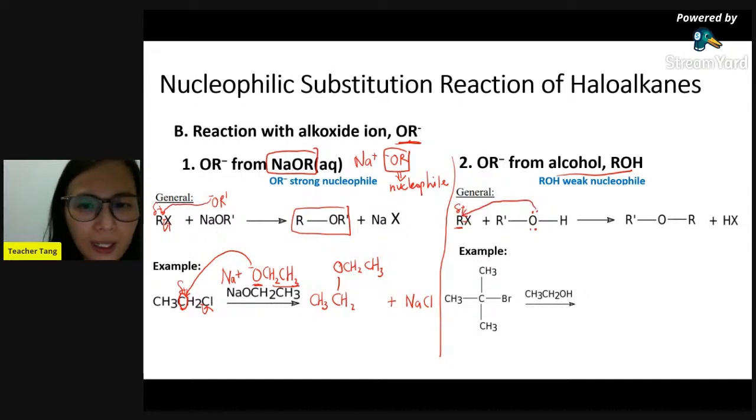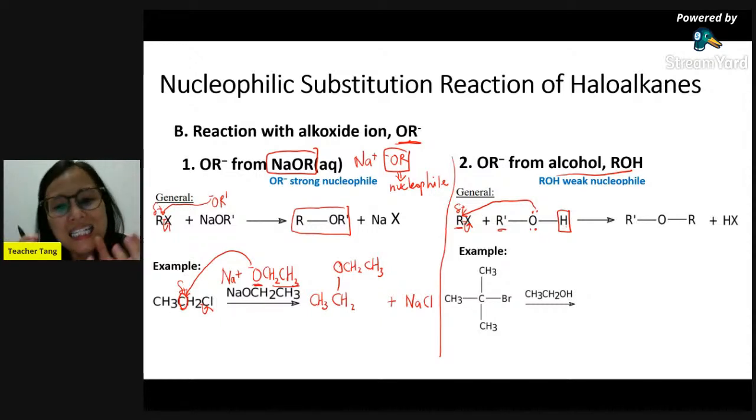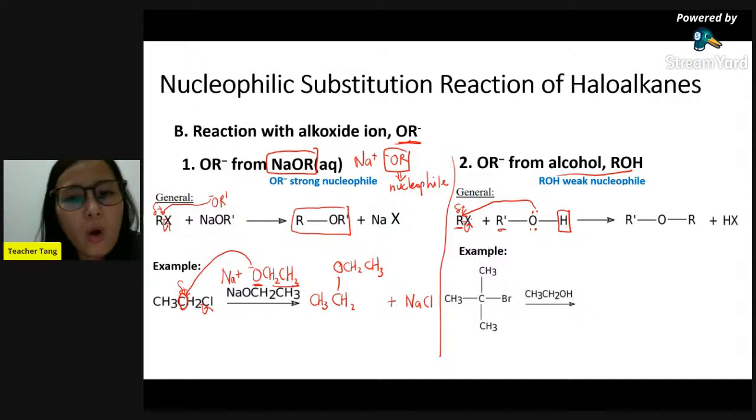then kick out the halogen, and the halogen that comes out will take the hydrogen. It won't take this. Why? Again, the halogen is small, so it is easier for the halogen to take the hydrogen compared to the alkyl group. So because of that, your product will be the ether and the byproduct HX.